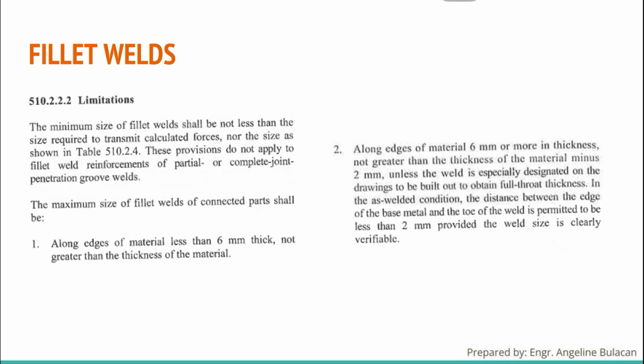So why do these rules matter? Too small welds may fail. Too large welds may cause excessive heat distortion or waste of material. So following these limits ensures structural safety and efficient fabrication.